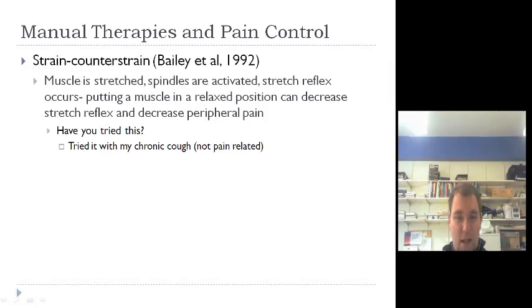So I had one student try this on me. We did strain counterstrain and positional release on my sternocleidomastoid. And I'd say about a half hour after I had the positional release and these manual therapies, I wasn't coughing. About 35 minutes in, I started coughing a little more, but I was also talking a little more. So I think there was something there.